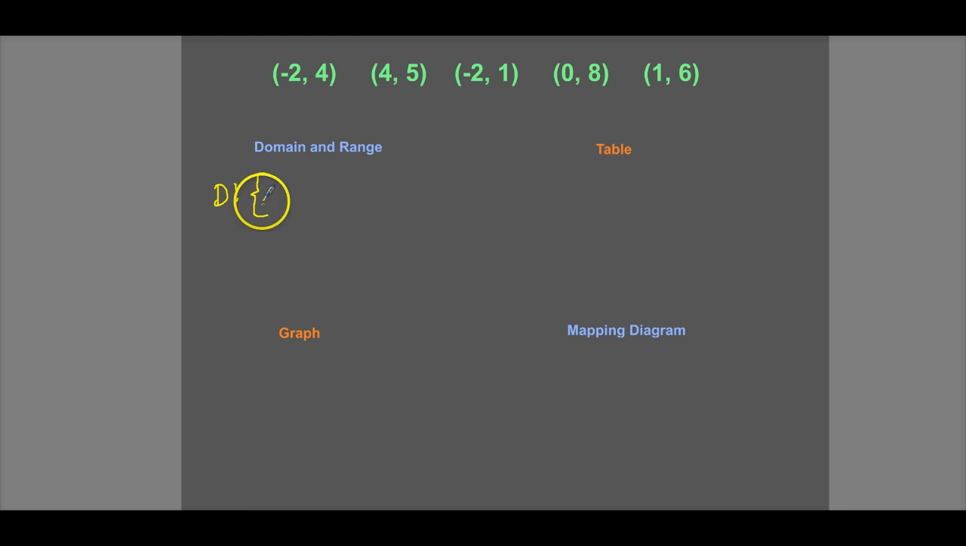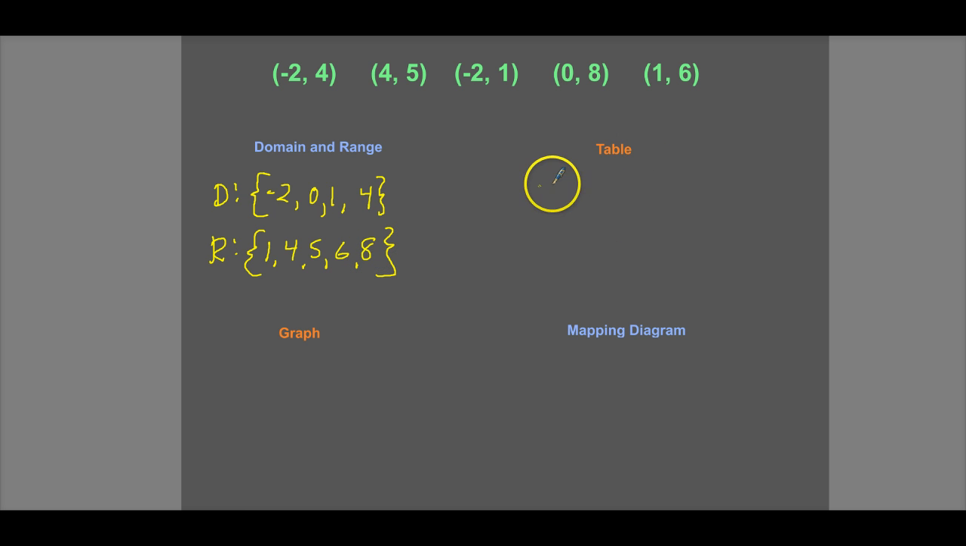-2. If they repeat, you don't put them twice, by the way. -2, 0, 1, and 4. There we go. Range. My smallest one is 1, 4, 5, 6, and 8.